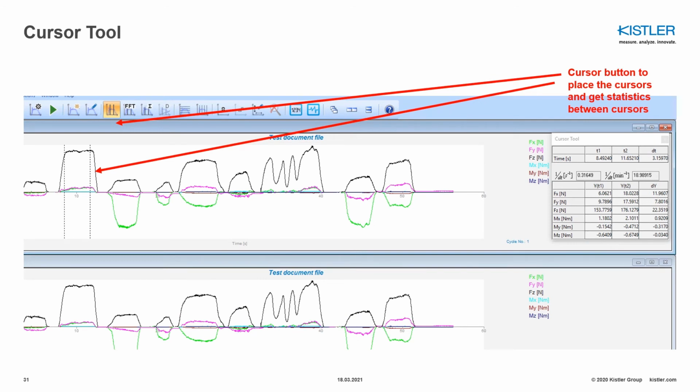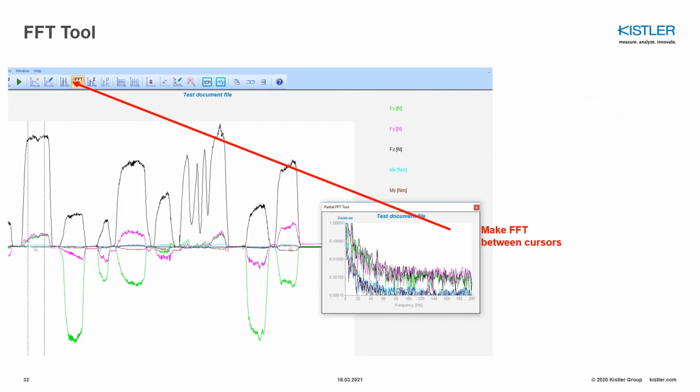If you press the cursor buttons here, you place the cursors by left clicking and then moving them, and then you will get the statistics here between the cursors. If you would like to make some sort of frequency function of that measurement, you click on this button here, and then you place your cursor again, and then you will see the measurement in the frequency domain for those channels that you have chosen.